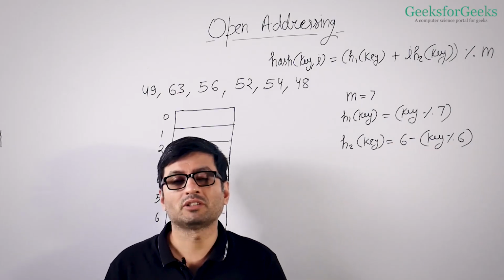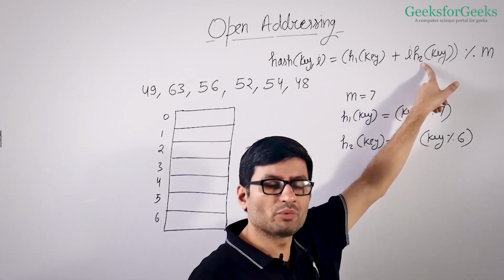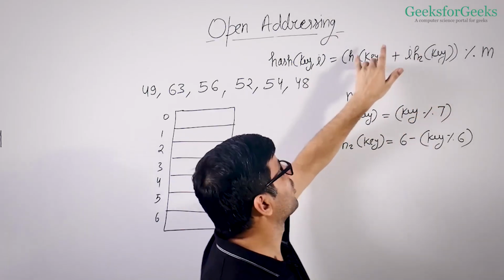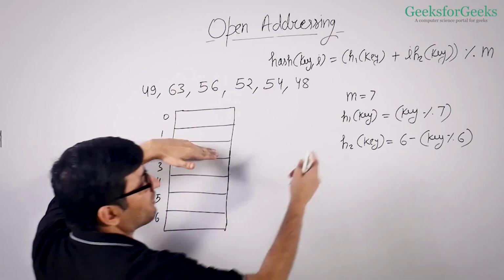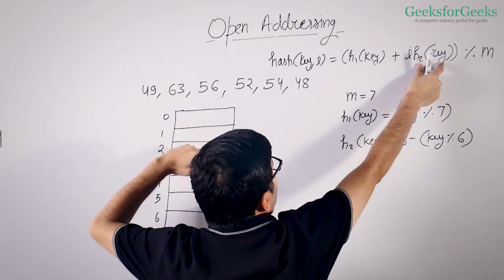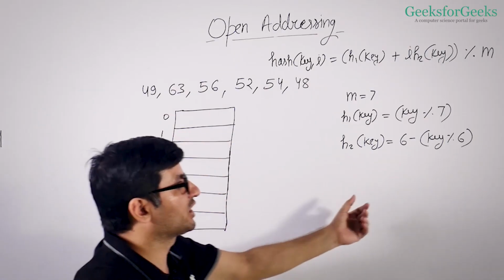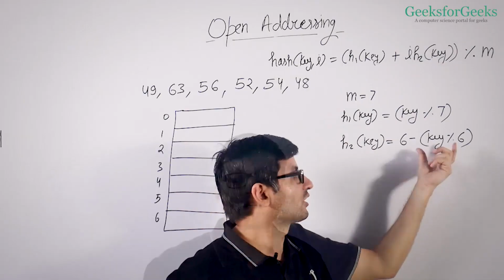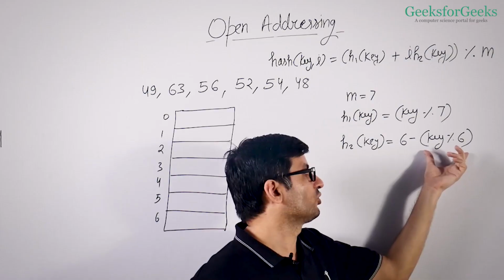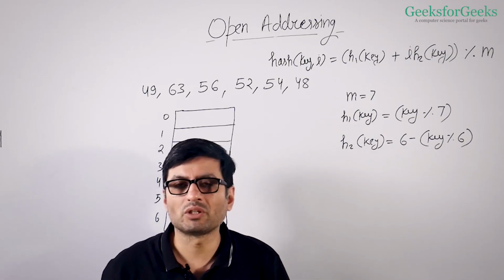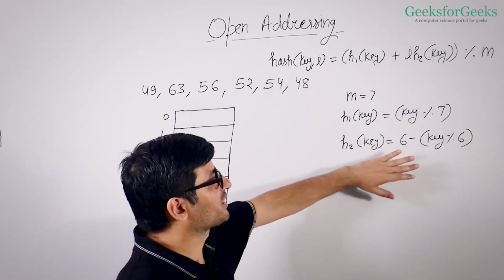Your H2 function should never return 0, because if it returns 0, then you will keep probing the same location again and again. Some location returned by this function is, say, here 2. A collision happens, you will put I equal to 1, and if this function returns 0, this whole value is going to be the same again. So we will keep probing the same location. That is why we design this function this way. Your key & 6 returns values from 0 to 5. You subtract those values from 6, so you get values from 1 to 6. Let us do this example.